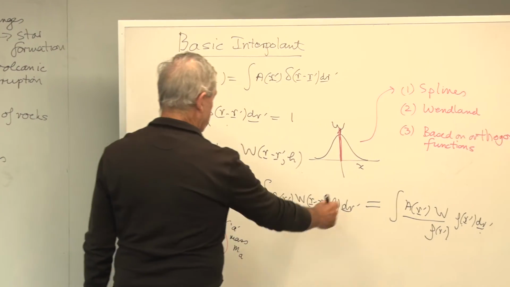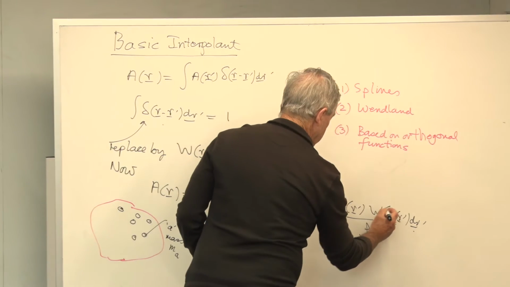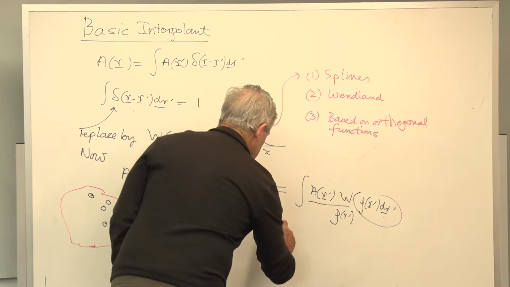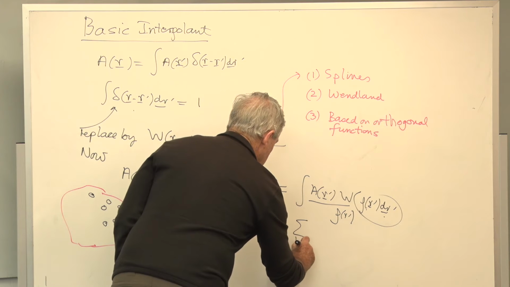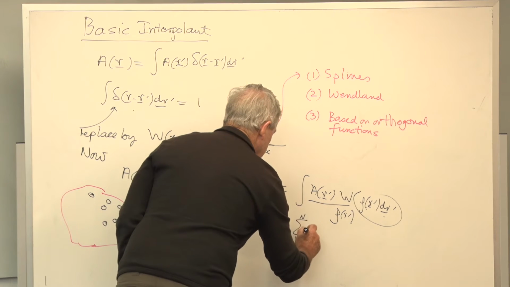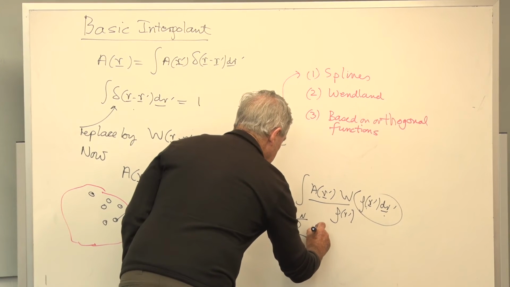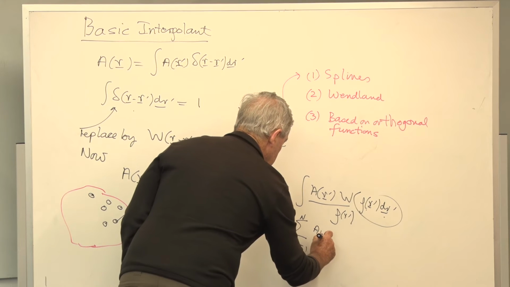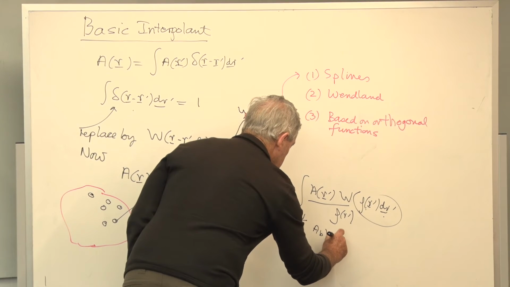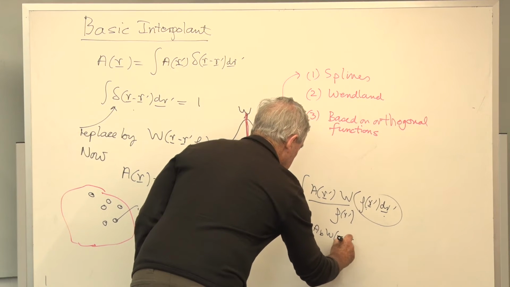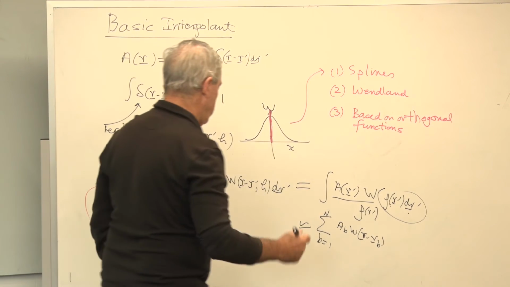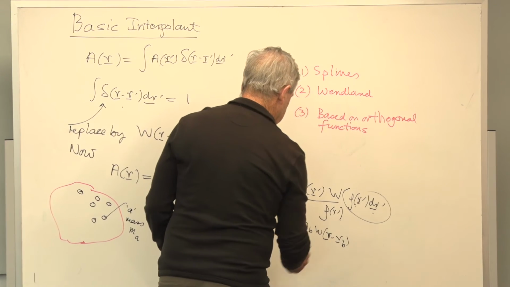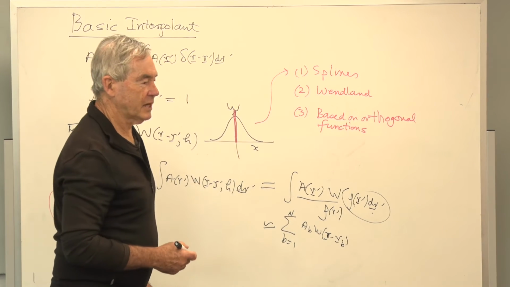And then I'm going to approximate this because I know that this is a mass. So this is approximately the sum over all the particles, I assume, of A_b W(r minus r_b). When you use chalk, it doesn't slip. When you use these pens, they kind of slip. That turns an r into a gamma, but it's actually an r.